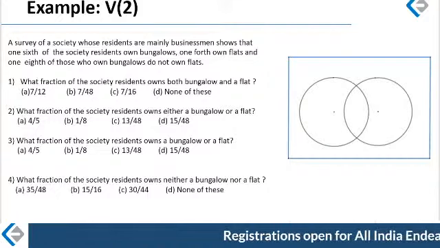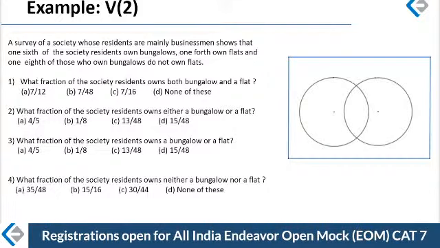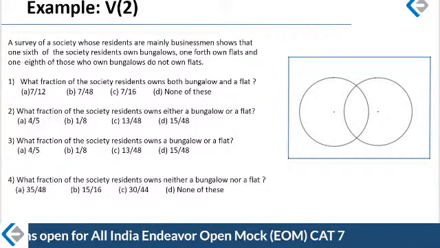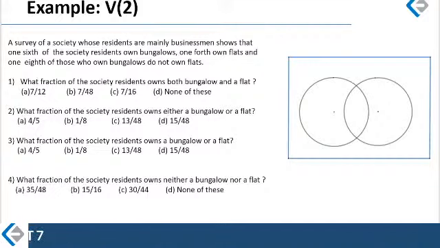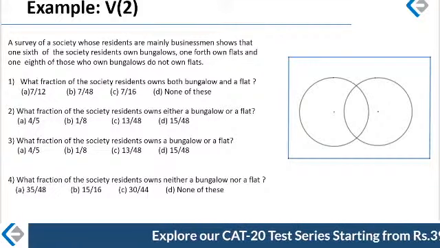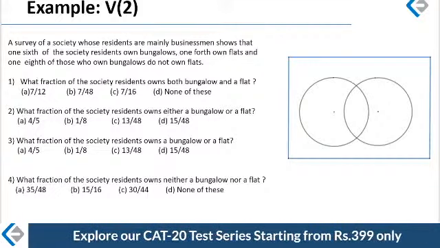Good guys. Okay, I allowed sufficient time. Let's take a look here. A survey of a society whose residents are mainly businessmen shows that 1/6 of the society residents own bungalows. Okay, so now look at this. How he's talking. He's talking in terms of fractions. And look at the questions after that as well. You might have taken a look already. So everything is in terms of fractions.